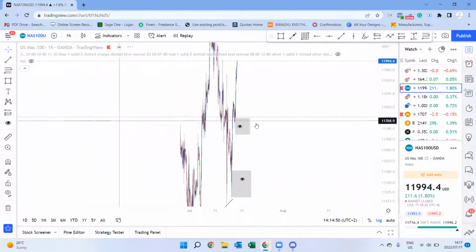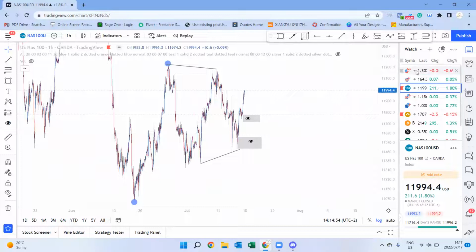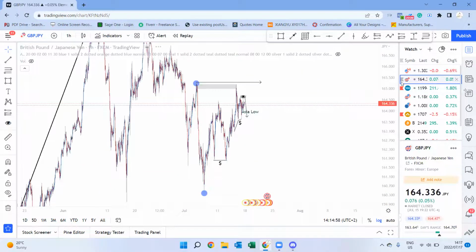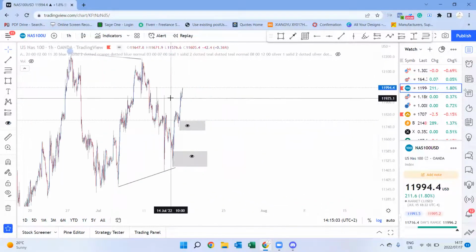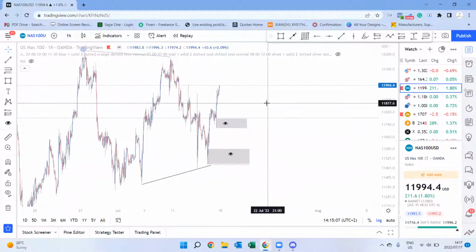So guys, that's it for now. Basically bullish on USDCAD, bearish on GBPJPY, and bullish on NASDAQ. Hope this makes sense, guys, and look forward to the next one.